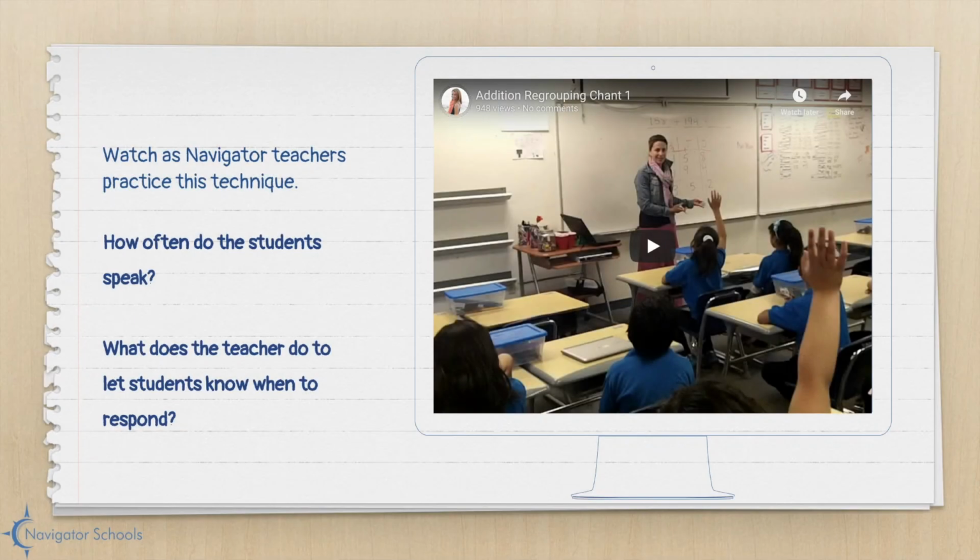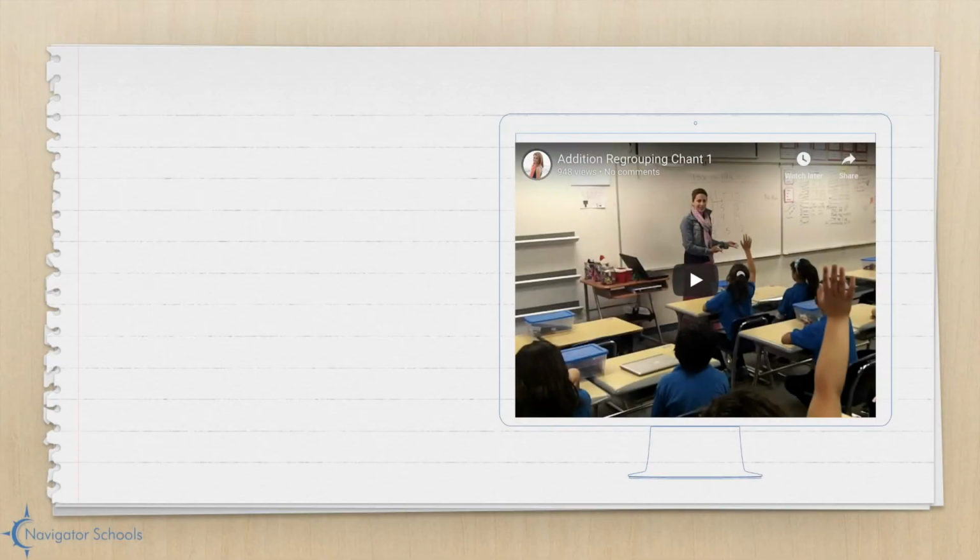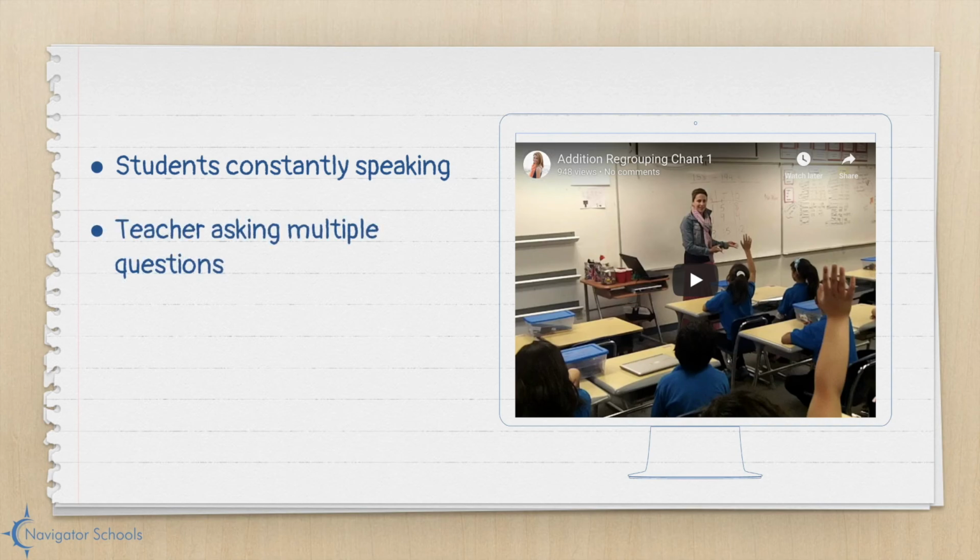Please pause this video to reflect on the questions either aloud with a group or silently by yourself. Now that you've had a chance to reflect, we see that students are constantly speaking. The teacher is asking multiple questions so that the students are responding frequently. The teacher does multiple things to let students know when to respond. She points to the class, uses tone variations in her voice, and students seem to have practiced the regrouping chant before, so students knew when to respond.